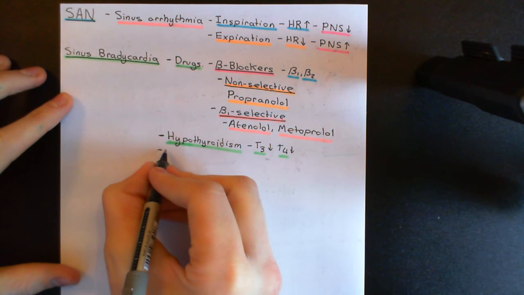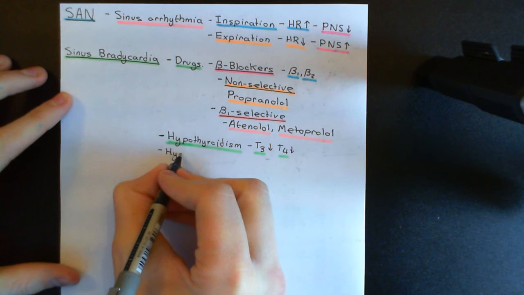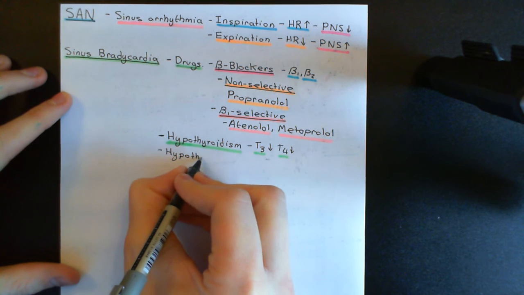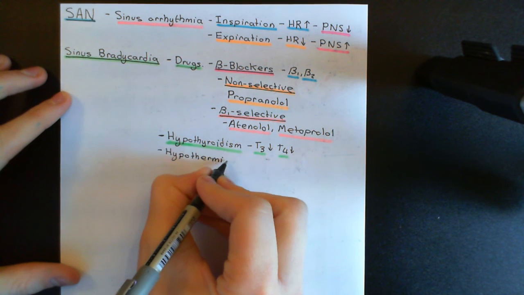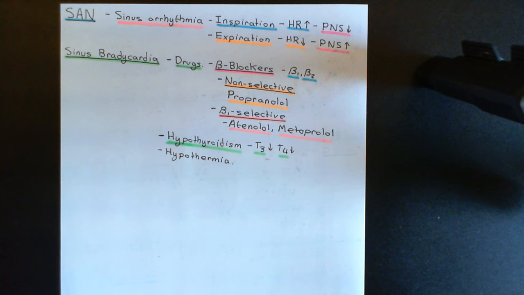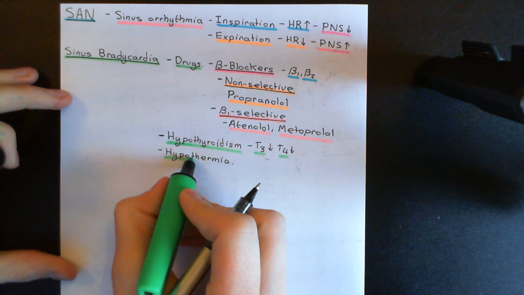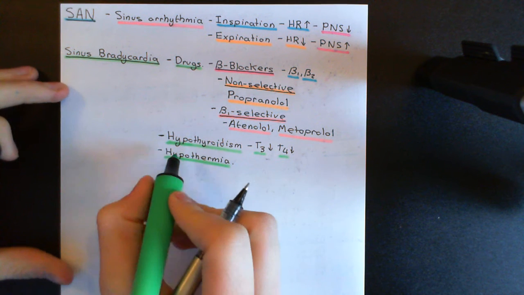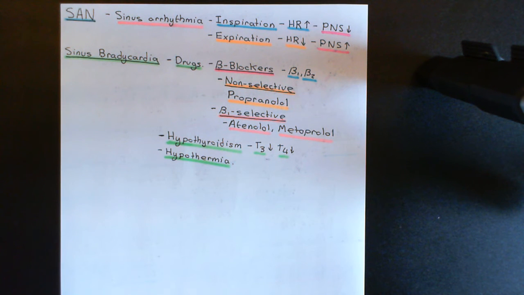In addition, hypothermia, too low body temperature. Again, in hypothermia you're going to want to conserve energy, and the sinoatrial node cell's response to it is to reduce the rate at which it's firing off action potentials. So hypothermia is another thing which can lead to sinus bradycardia.